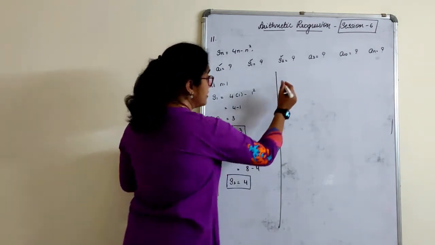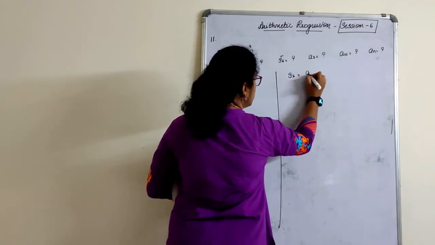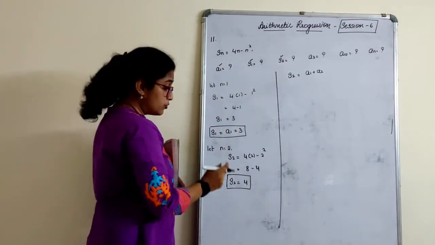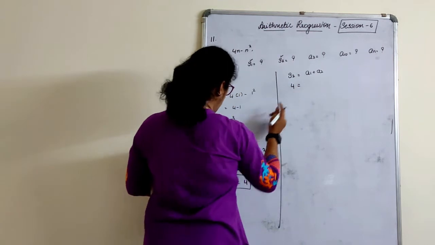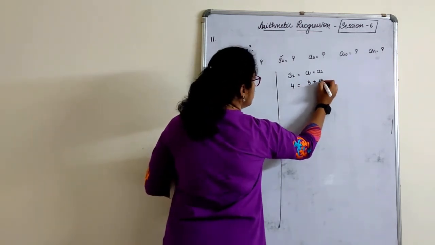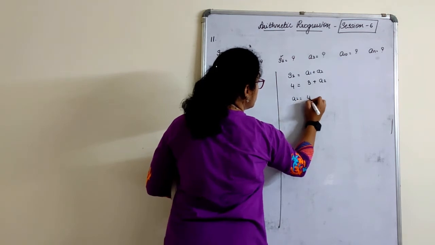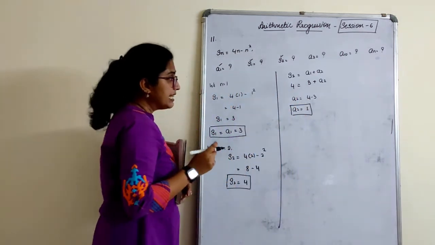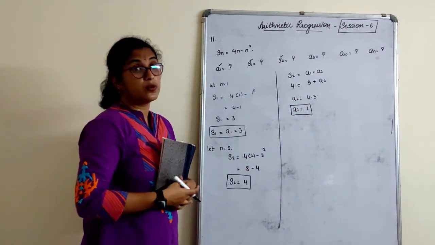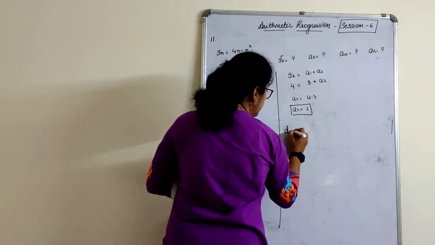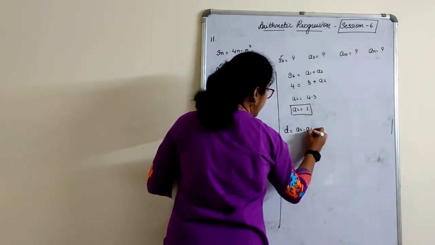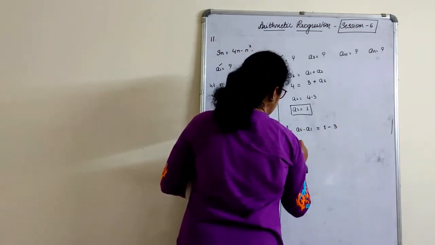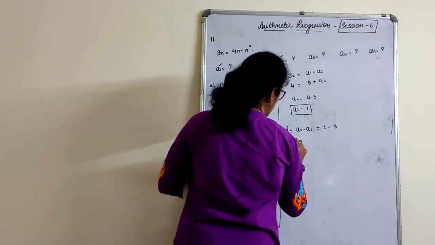So what we will write here is S2 is equal to A1 plus A2. Correct? Just now we discussed. Substitute what values we know. S2 is 4. What is A1? A1 is 3, plus A2. So A2 is equal to 4 minus 3. A2 is 1. They have not asked A2, but to find the common difference we require A2. Now, common difference is equal to A2 minus A1, which is nothing but 1 minus 3. Common difference is minus 2.